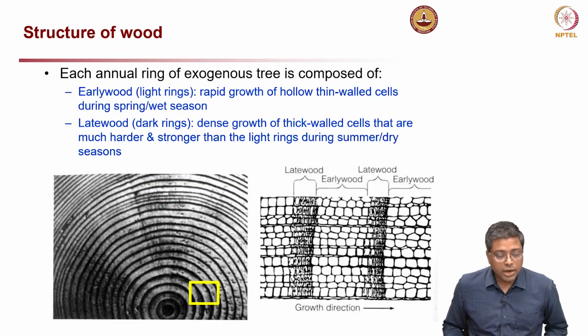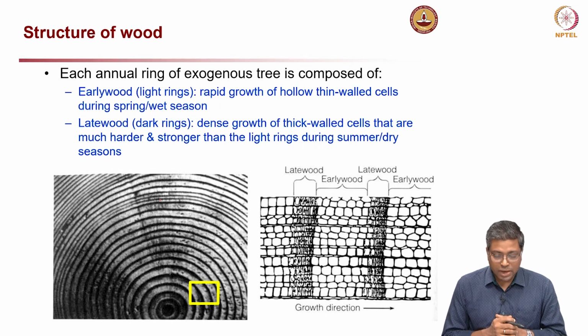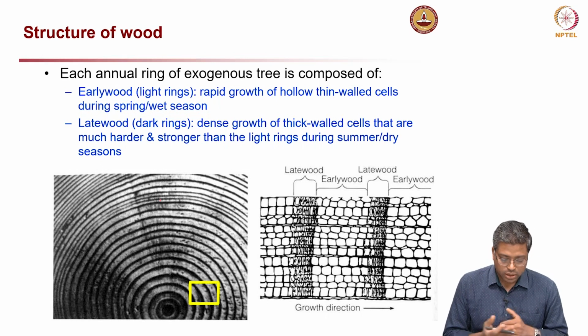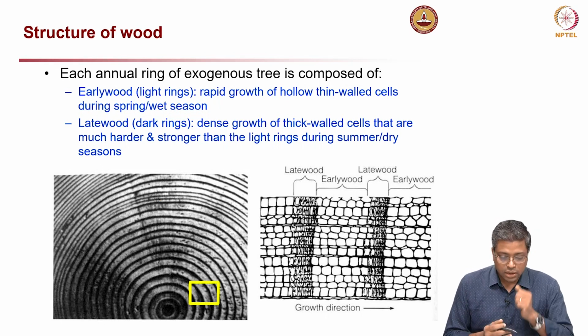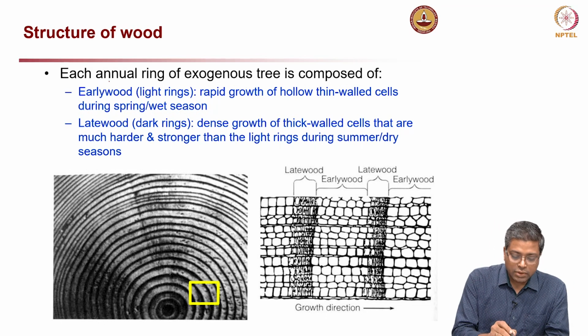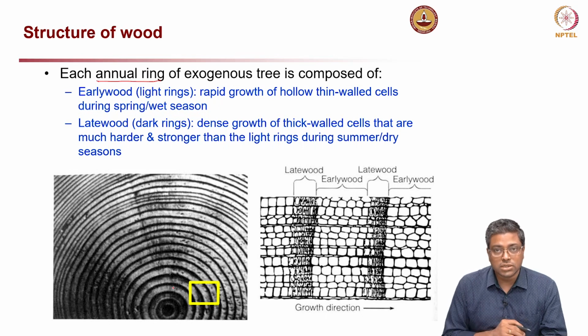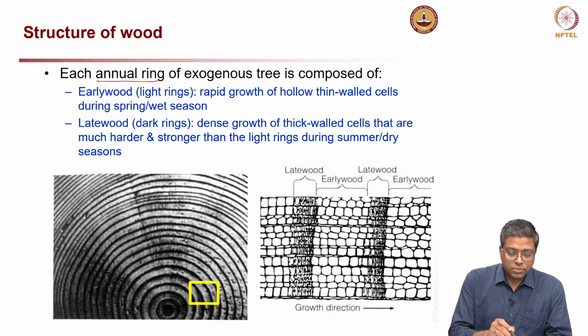Okay. And now let us look at the structure of wood. You can see the picture on the bottom left. This is the typical cross section. If you cut a tree, you will see rings like this. Each ring represents 1 year. So, by looking at this cross section of the wood, we can tell the age of that tree.